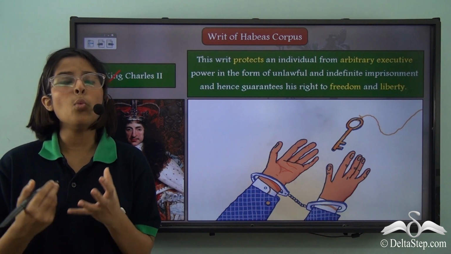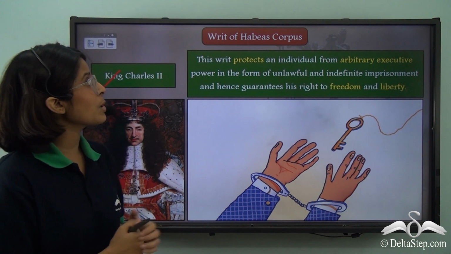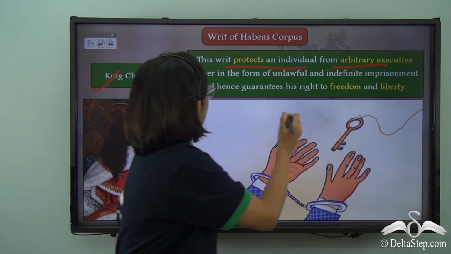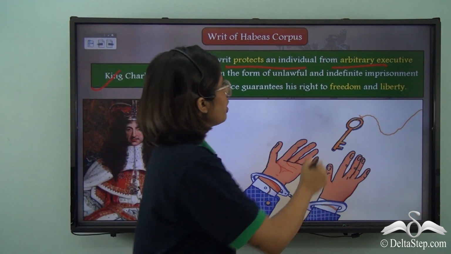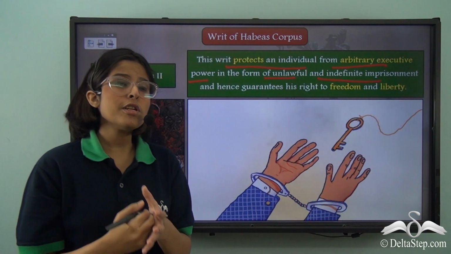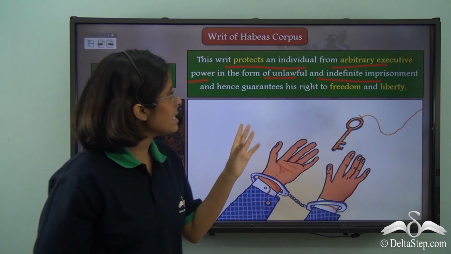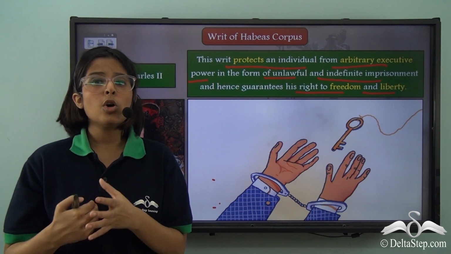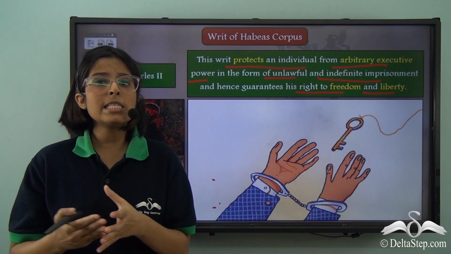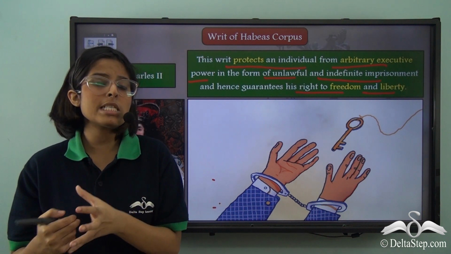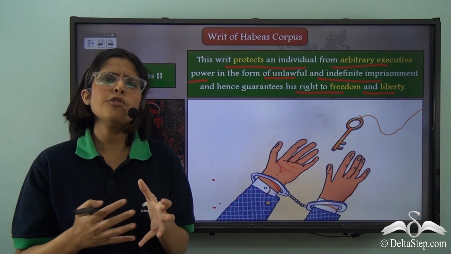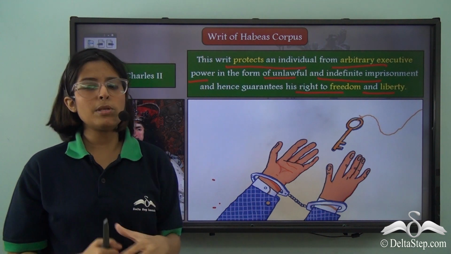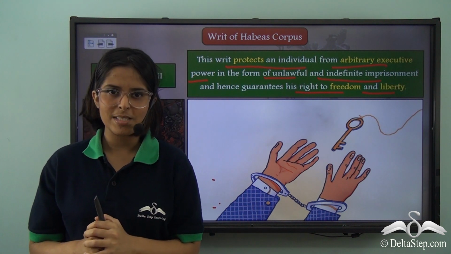Now, you must be thinking why it is so important. Well, that is because this writ protects an individual from arbitrary executive power in the form of unlawful and indefinite imprisonment and hence guarantees his right to freedom and his right to liberty. If a police authority or a police official takes you into arrest because of, say, some political influence or some personal gain or for any other reason in an illegal or unlawful manner, then the writ of habeas corpus is the one that will come into use.